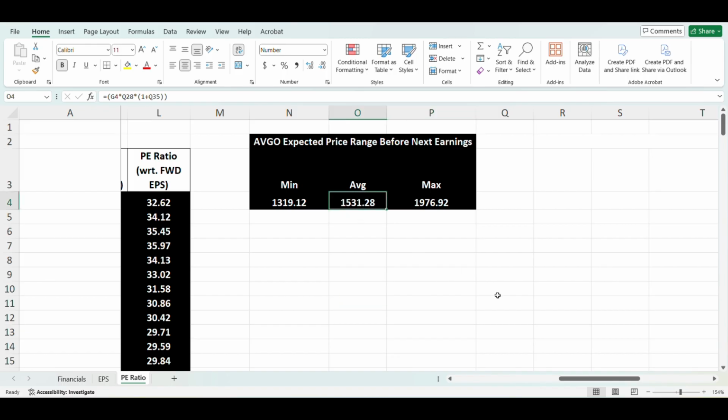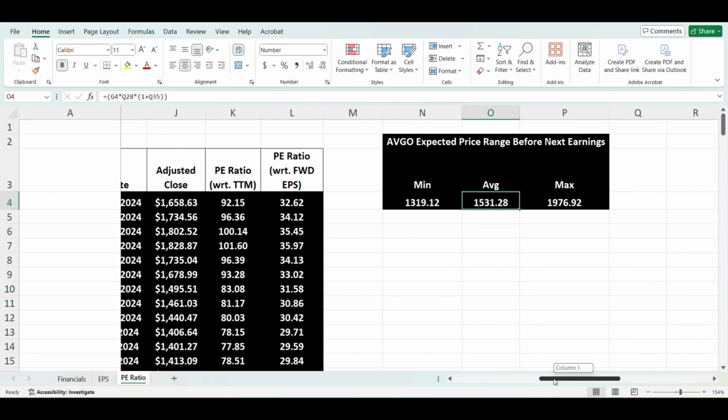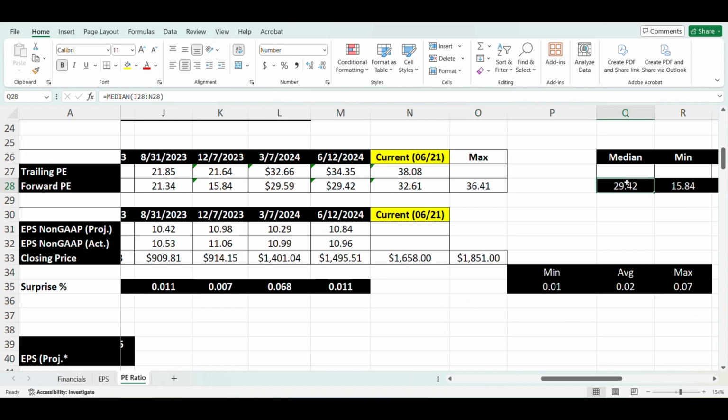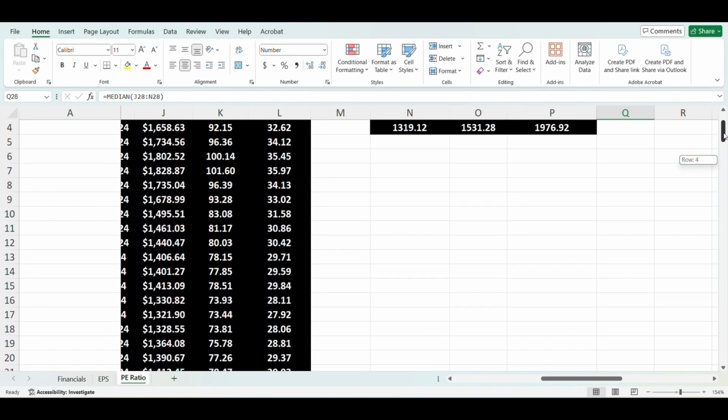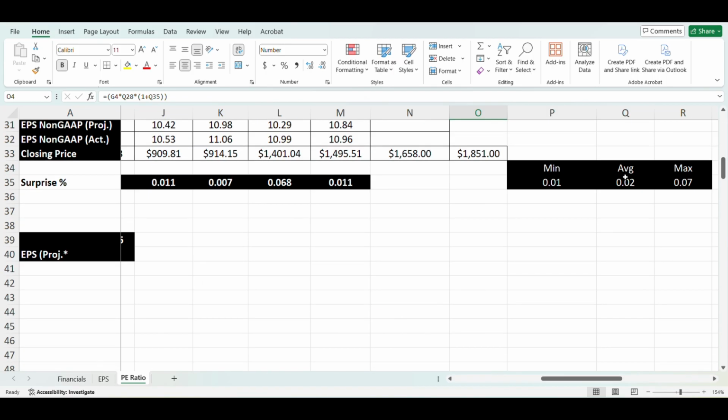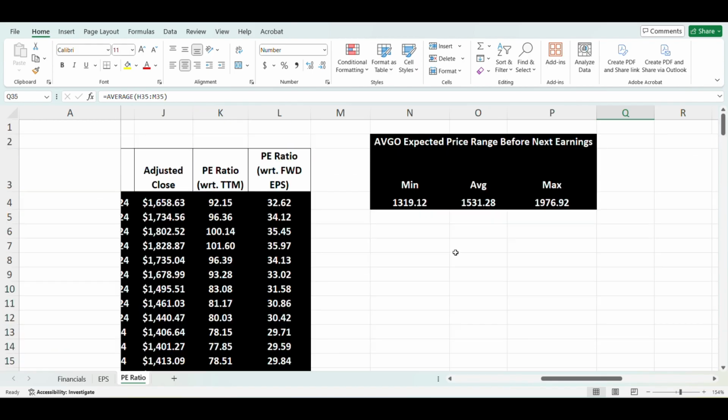And the second one is the average stock price for AVGO. Same formula. I have G4, that is the EPS forward, and the second factor Q28, the median value for the forward PE for the last 6 quarters. And the third factor is Q35, that is the average value for the earnings surprise. That gives me the average stock price for AVGO, 1531.